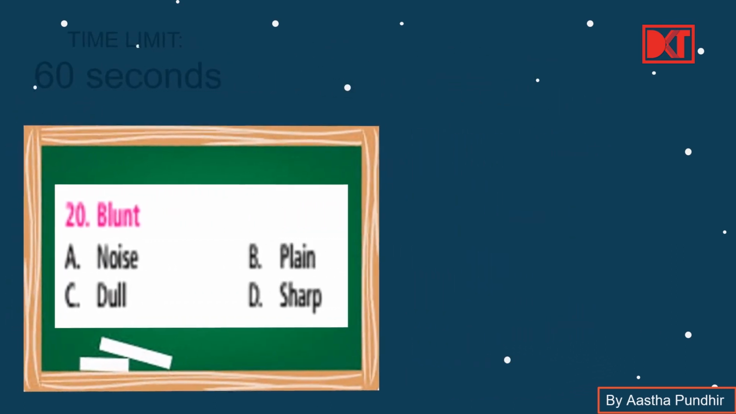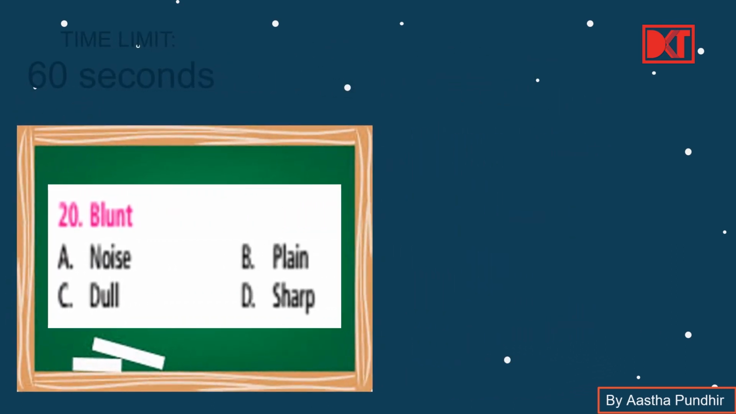Okay, next up we have blunt. Here the options are noise, plain, dull and sharp. Pretty easy. Blunt, the antonym is sharp. Sharp, something that's pointed, whereas blunt has a rough edge. Okay.